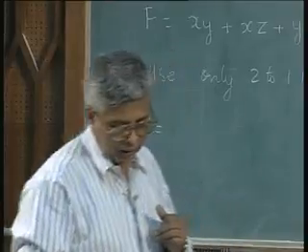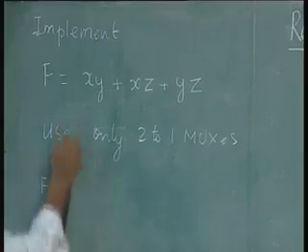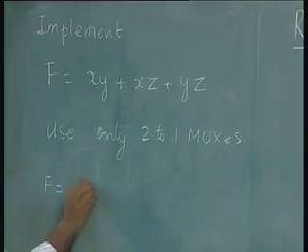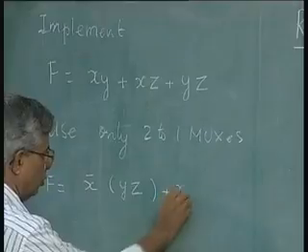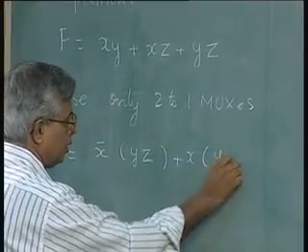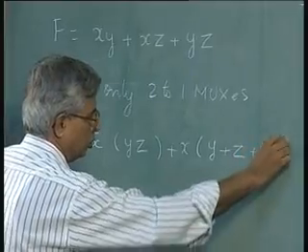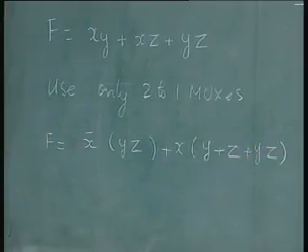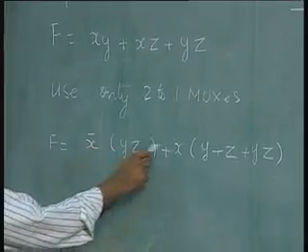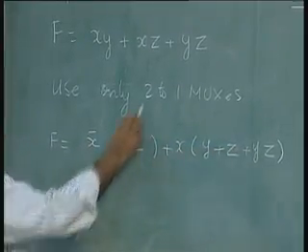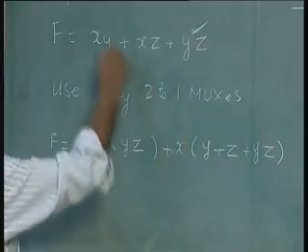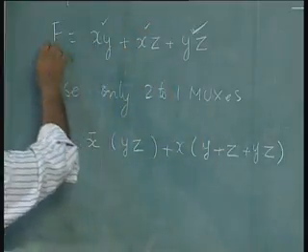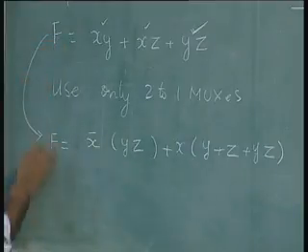So, let us first rewrite it using x as the selector variable. Supposing I rewrite this as x bar yz, plus x times y plus z plus yz. Let us see whether it is right. See, this x bar yz combines with x yz to become yz, which is this term. Then there is the xy term, and the xz term. That means I have succeeded in rewriting this f in this form.